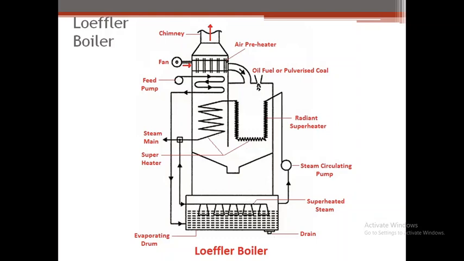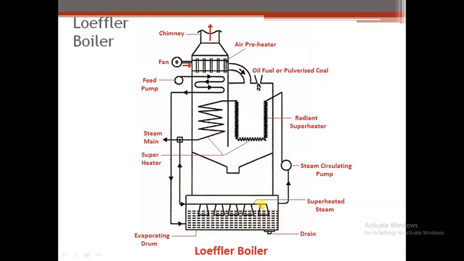As we know, this is a water tube boiler, which means the water is inside the tubes and they are surrounded by the burnt gases. In this, the water is first supplied to the feed pump. From the feed pump it goes to the economizer. The economizer is a preheating device, so it heats the water. Now it comes into the evaporating drum.